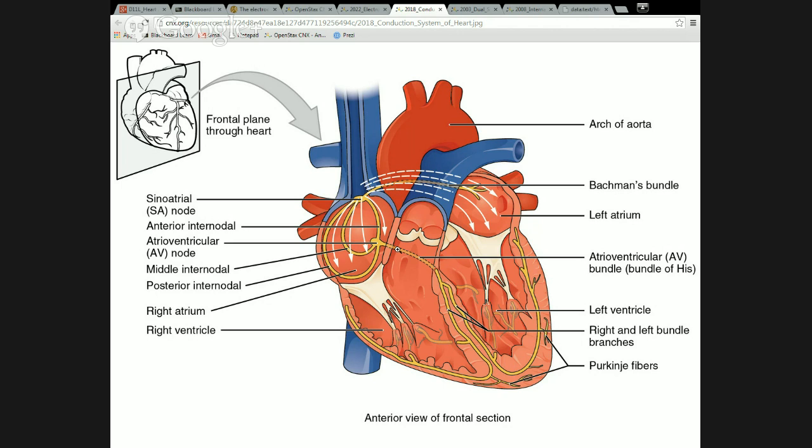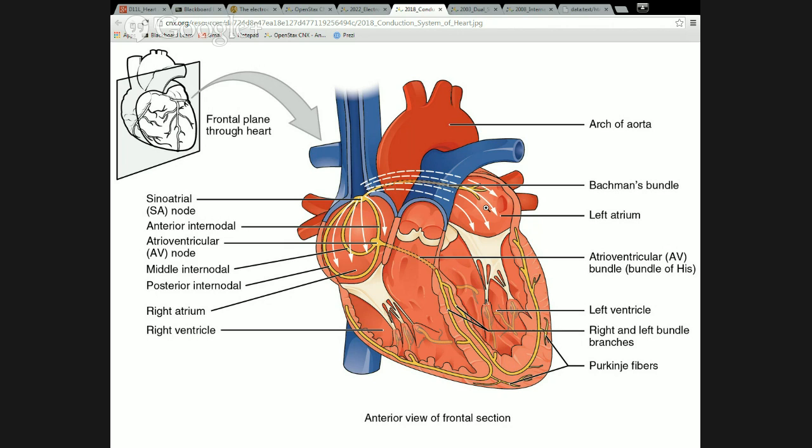The white lines that we see in this picture here are suggesting that from the SA node, the signal will travel throughout all of the atrial wall, okay, which is true. And it's connecting to the muscle cells that are specialized for contraction, and that's going to depolarize and cause the contraction of the atria.